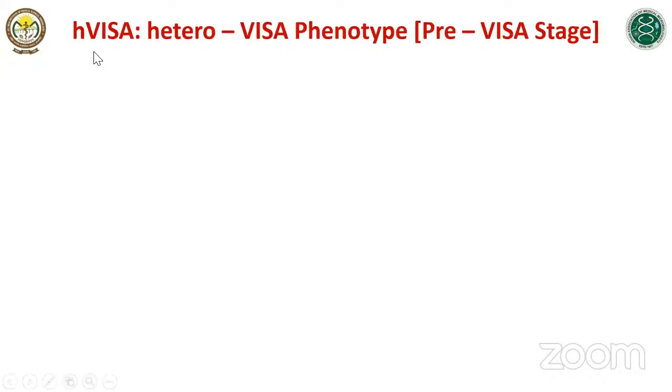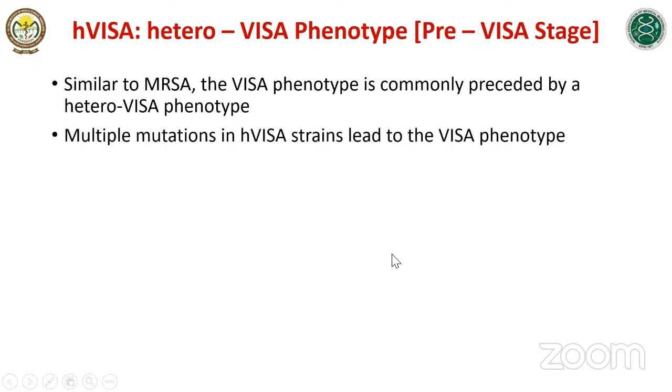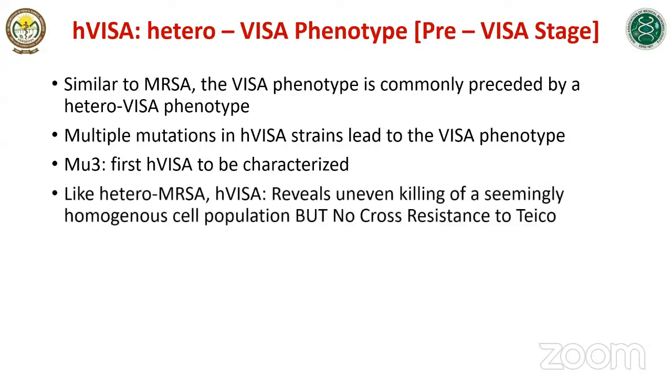So if we talk about H-VISA, H-VISA is the heteroresistant VISA that develops into a frank VISA later on. Similar to MRSA, the VISA phenotype is commonly preceded by a hetero phenotype, and multiple mutations in the H-VISA strains lead to the VISA phenotype. The Mu3 was the first H-VISA that was characterized, which was proven to have a thickened cell wall and not the presence of other mutations.